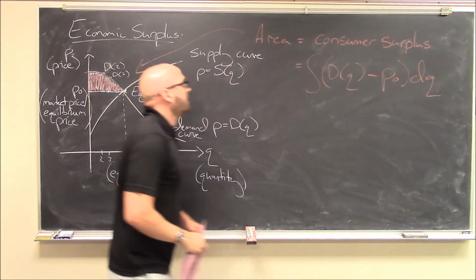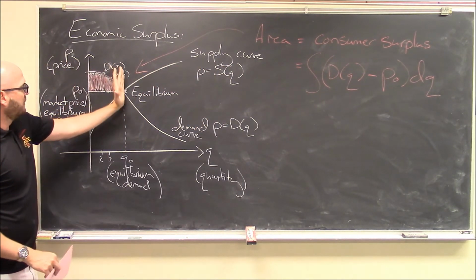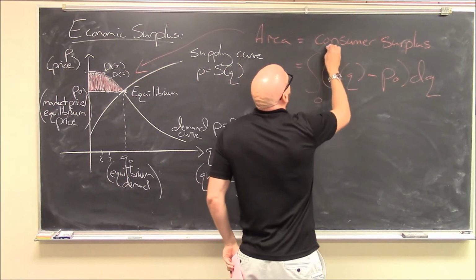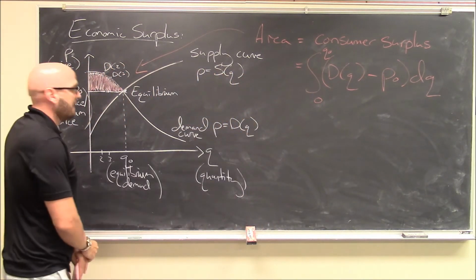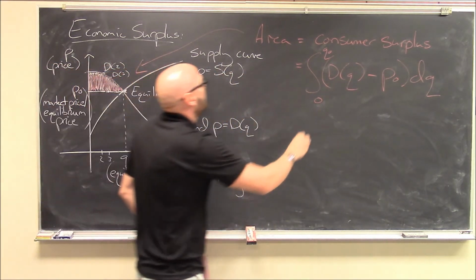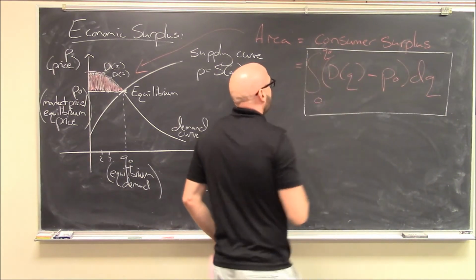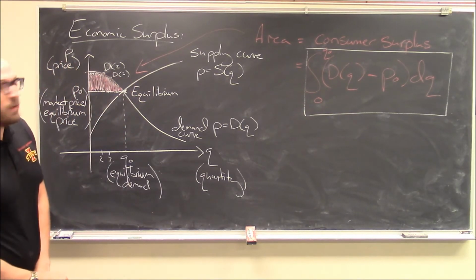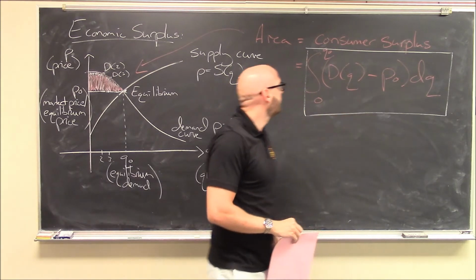What are my bounds of integration? I'm going all the way from the left, Q equals 0, to the equilibrium demand, Q naught. So 0 to Q naught. And this is our definition. Hopefully the red is showing up well on the camera. It's the integral from 0 to Q naught of the demand function minus the market price.